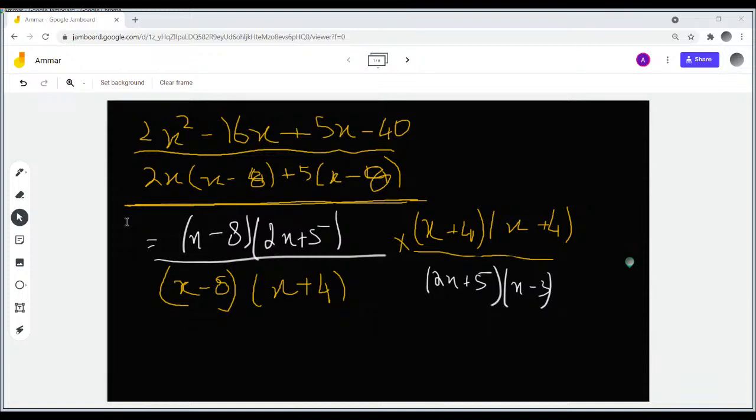So you take 2 common, you're left with what? Sorry, my bad. You take 5 common, then you're left with 2x squared minus 9x plus 9.